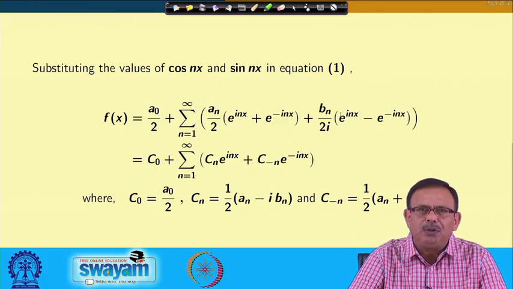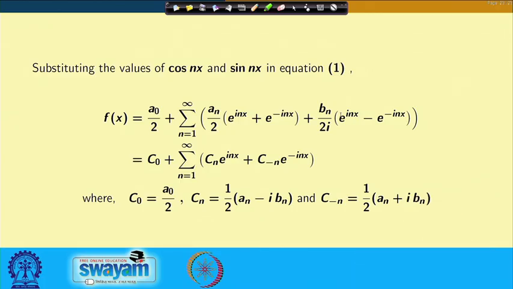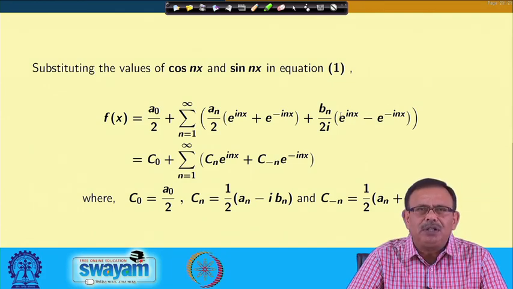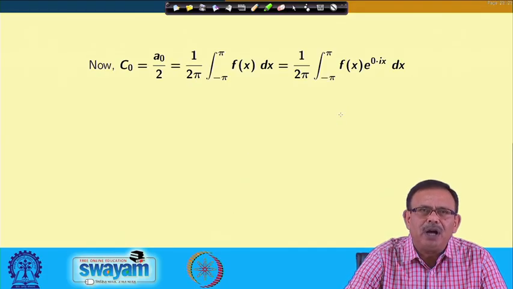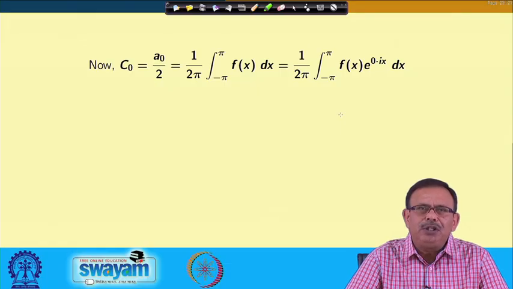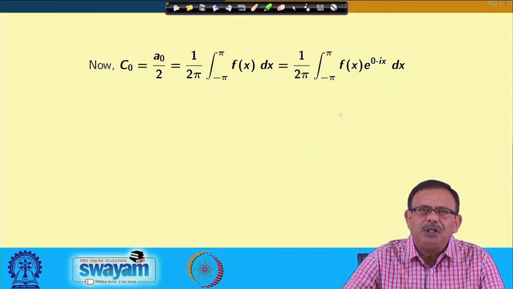C 0 will be a 0 by 2, C n will be half into a n minus i b n, and C minus n will be half into a n plus i b n. So, now I am representing the Fourier series of the function f(x) in the form of e power i n x with new coefficients C 0, C n and C minus n. And once I have done it, C 0 is nothing but a 0 by 2, and this value of a 0 is 1 by 2 pi, integral from minus pi to pi of f(x) dx, so that you can write it as integral from minus pi to pi of f(x) into e power 0 into i x.